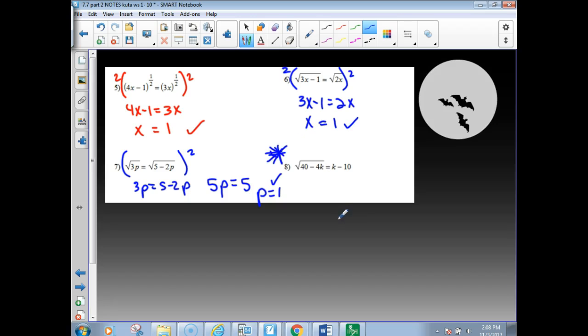Number 8. You will see this again, and some of you will forget what I said about it. When you square the k minus 10, you better be careful. That gives us 40 minus 4k on the left. What does it give us on the right?